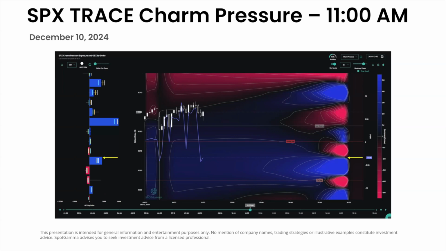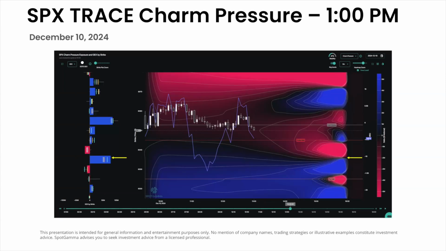The first charm pressure heat map at 11 a.m. shows 2 potential pin targets early in the day, one at the 6055 large positive gamma strike and the other at 6035. The 2 pin targets were between blue buying support below and red selling pressure zones above at those strikes, shown on the right side of the chart.